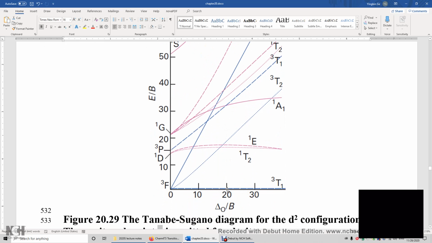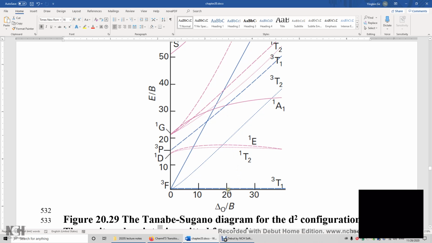Well, of course, because this is just the D2 electron configuration. So we know that this transition is supposed to be delta O, so it's going to be just 20B. So over here, this is roughly 20B. Okay? And then 3P is 15B above 3F. So this line is roughly 15B above this line. So over here, this is 15B above this 20B. That's 35B. So if you draw a vertical line here, it's 20B, and then 35B, and then 40B.